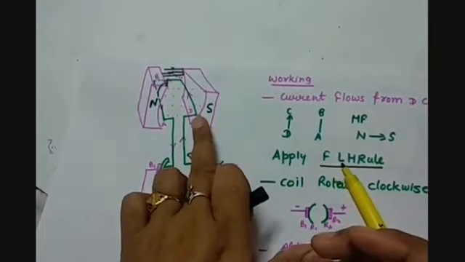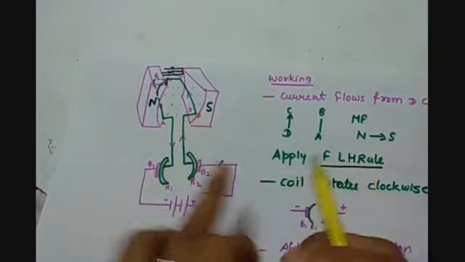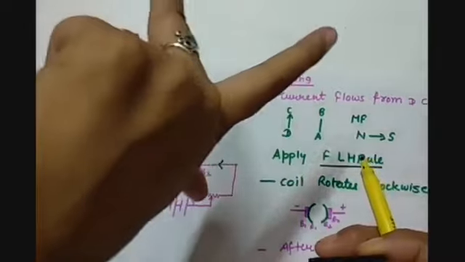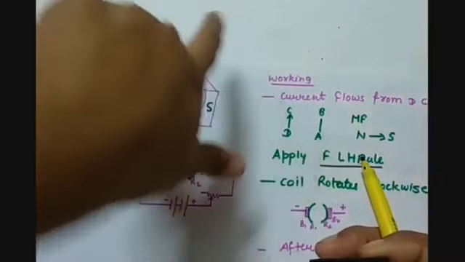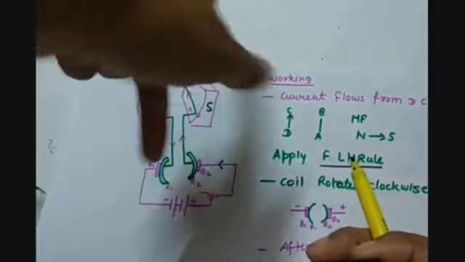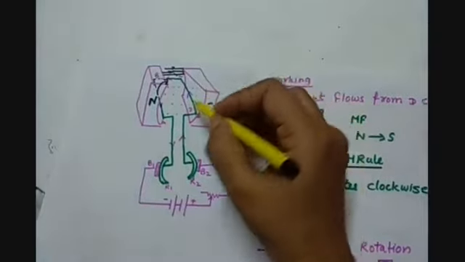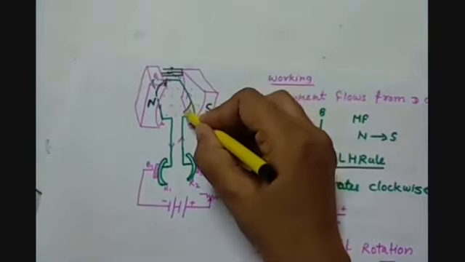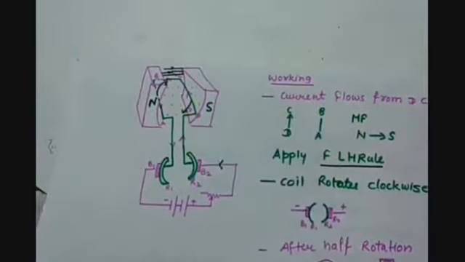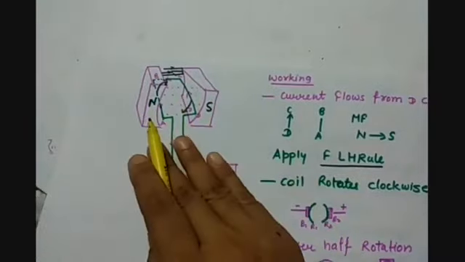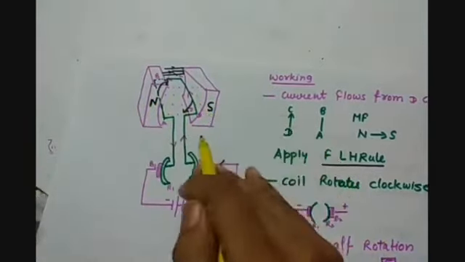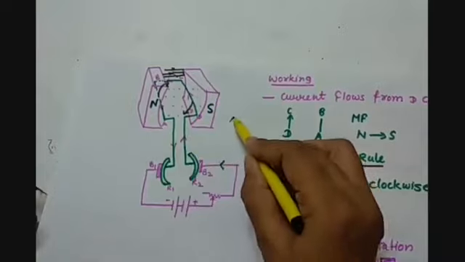If we apply Fleming's left hand rule here, we'll have to keep our hand like this. If we keep it like this, then we'll find that the CD arm is experiencing a force downward. So if arm AB moves up and CD moves down, then this is a clockwise rotation.